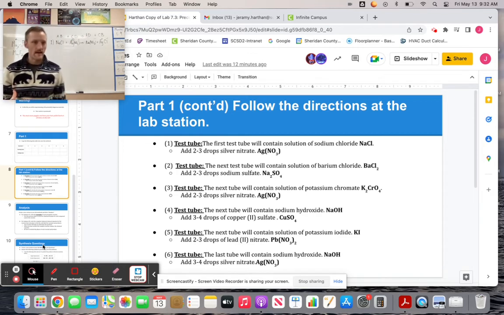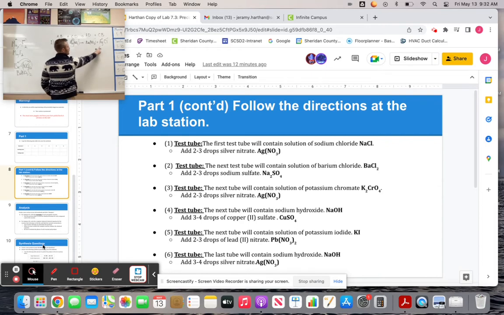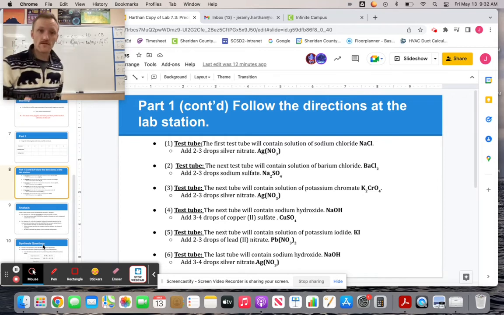Okay. Now the last step is we just need to balance this equation. Okay. So we look through. Na, I have 1, 1. Ag, 1, 1. Cl, 1, 1. And nitrates, 1 and 1. Okay. So we're already balanced. So that one's good to go.